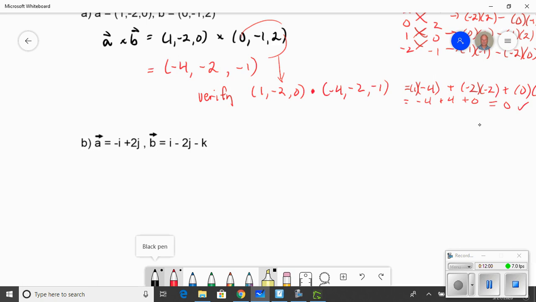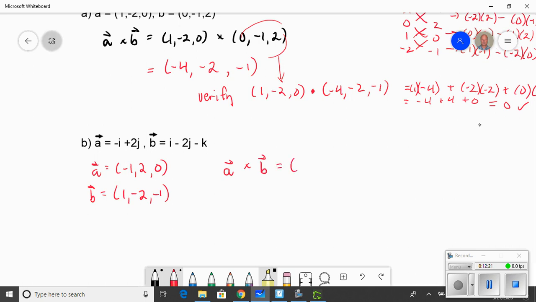Okay, let's do another one here. Practice, practice, practice. A happens to be, I'm going to write it as components, negative 1, 2, 0, so it's ijk, and B would be the vector 1, negative 2, and negative 1. So my cross product is going to be negative 1, 2, 0, plus 1, negative 2, 1.